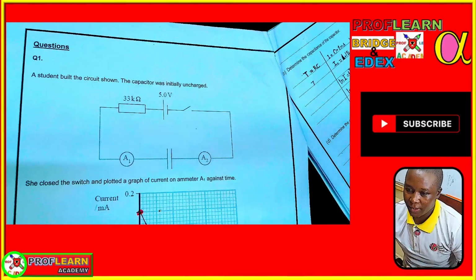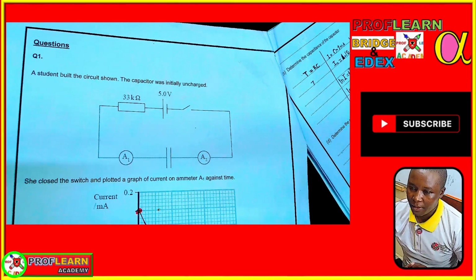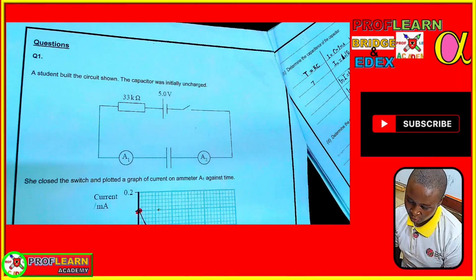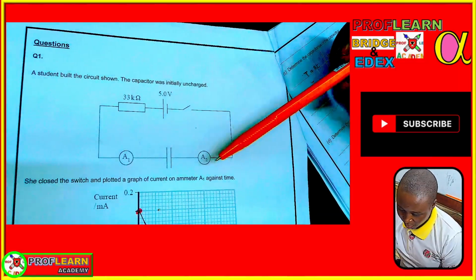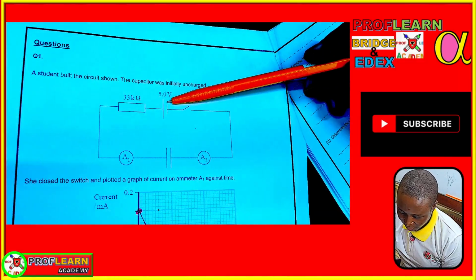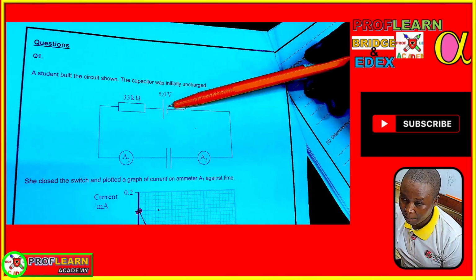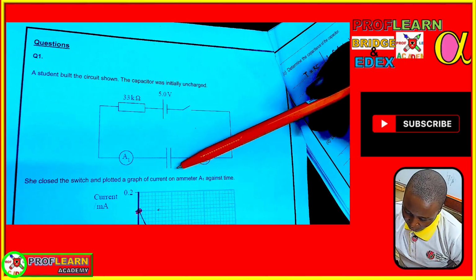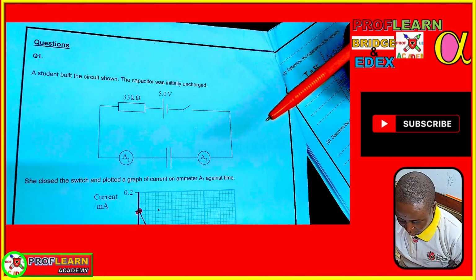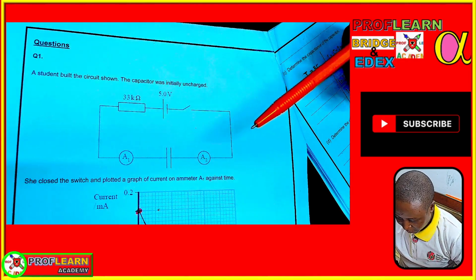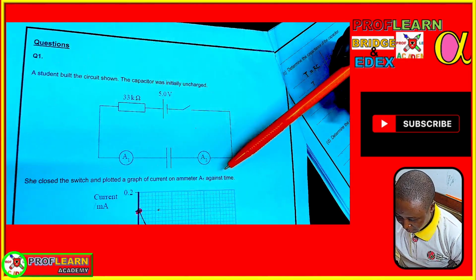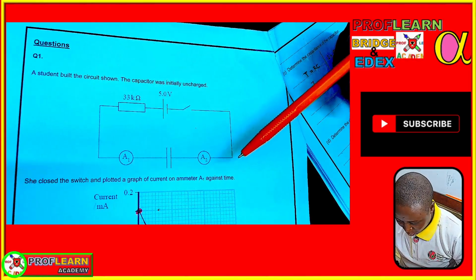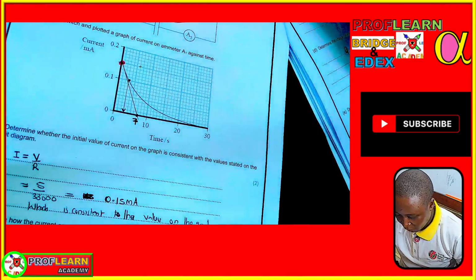So here we are told that a student builds the circuit shown. The capacitor was initially uncharged, and we can see it's connected in series with the rest. We have the source of PD, and then we have the capacitor at this given point, and then we are supposed to answer a question. Then she closed the switch and plotted a graph of current on the ammeter A1 against time. So what are we supposed to do in order to determine the initial value of the current?